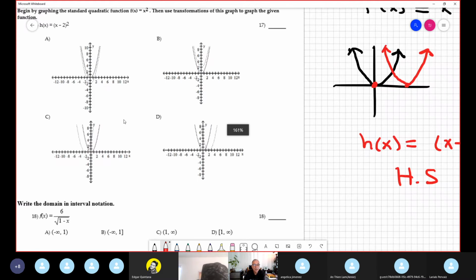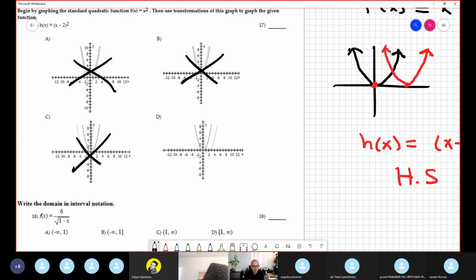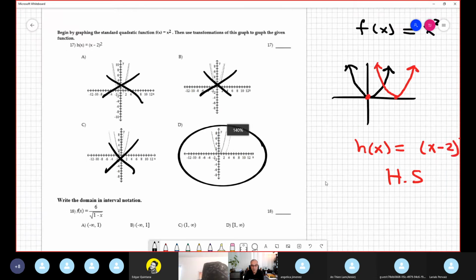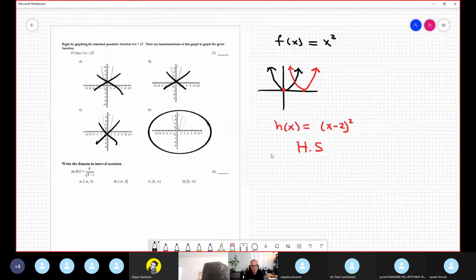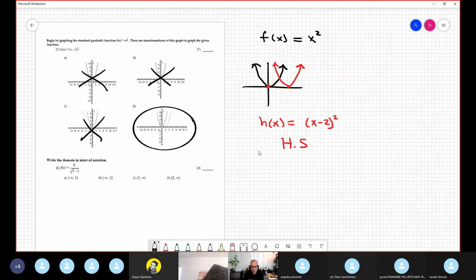It's obvious that this is completely wrong because it's a vertical shift. This is a vertical shift also, down or up. And this is wrong because it's to the left, and this is right because it's to the right. Wow, super easy.